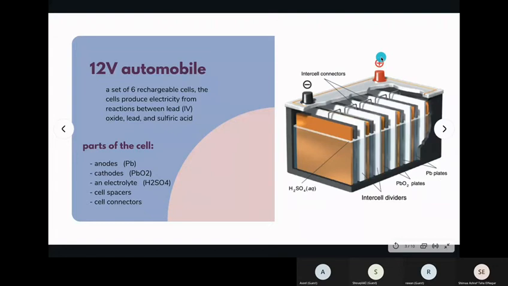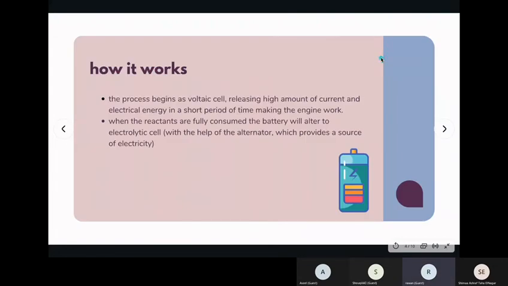So how does the battery work? The process begins as a voltaic cell. It releases a high amount of current and electrical energy in a short period of time, making the engine work. When the reactants are fully consumed, the battery will alter to an electrolytic cell with the help of an alternator, which provides a source of electricity.